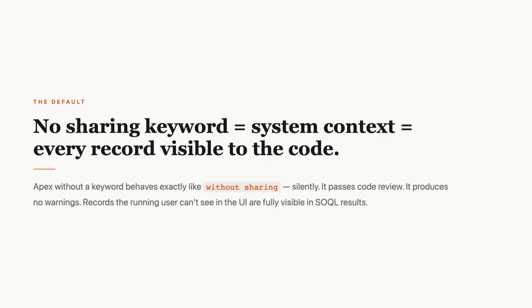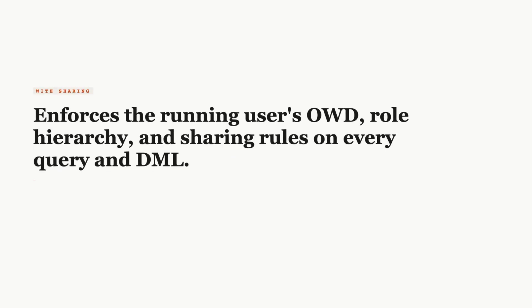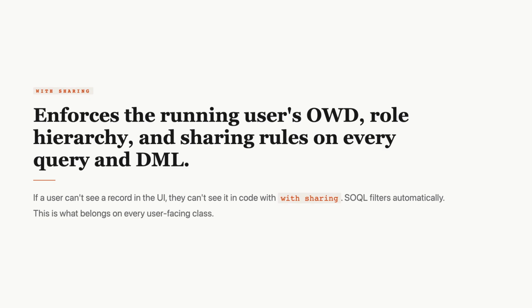With sharing is the keyword that opts your class back into the Salesforce sharing model. Declare it, and every SOQL query in that class returns only the records the running user has permission to see under their normal configuration. If OWD is private and a user owns 3 accounts, a SOQL query in a with sharing class returns exactly 3 rows. DML also respects sharing. If the user has read-only access to a record, an update attempt throws a DML exception. Use with sharing on every class that handles a user-initiated operation. This is the correct safe default for most business logic.